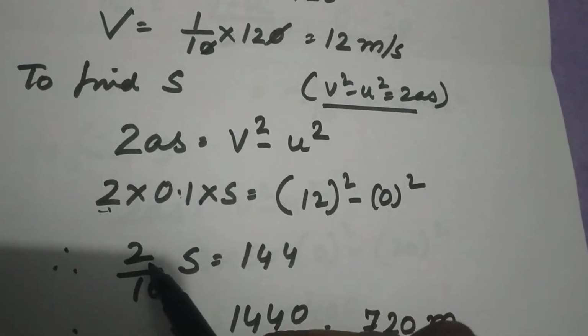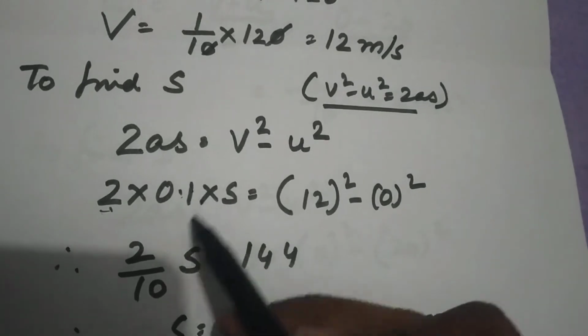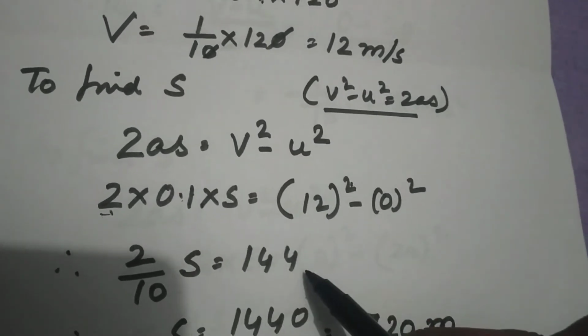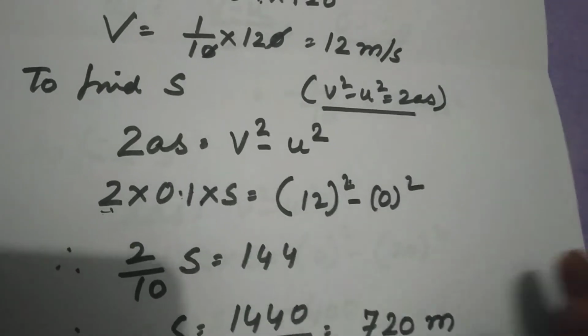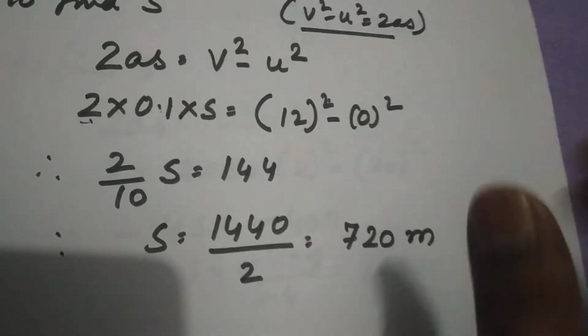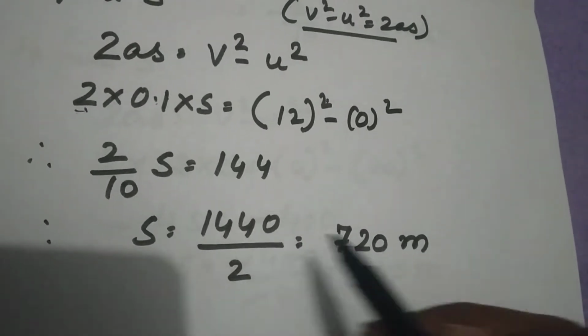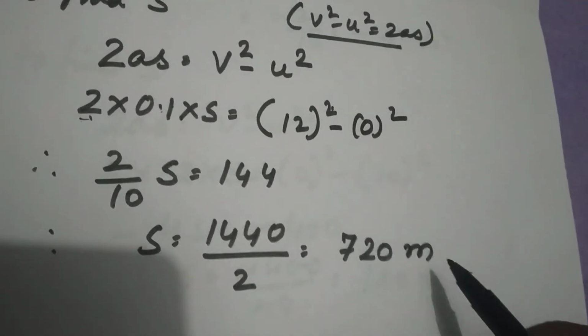0.2 means 2 by 10. You can write 1 upon 10 also here. So 2 upon 1 by 10, s is equal to 12 square, 144. It becomes 0, so 0 square. s is equal to 144 cross multiplying, 1440 by 2. s is equal to 720 meter.